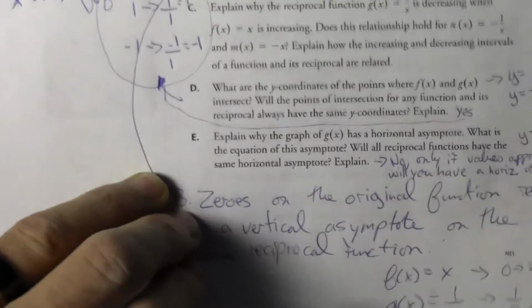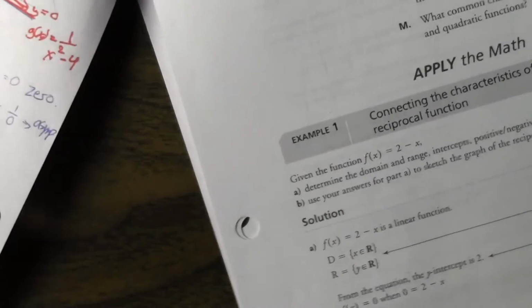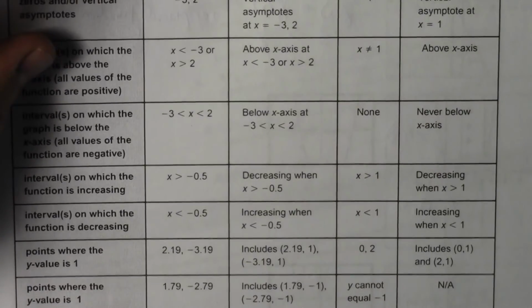Okay, so let's see, where did we leave off? We finished off with an example. We had a table of values. Sorry, I gotta stop there.